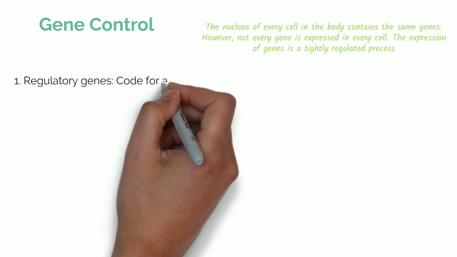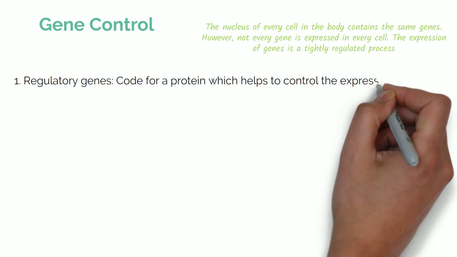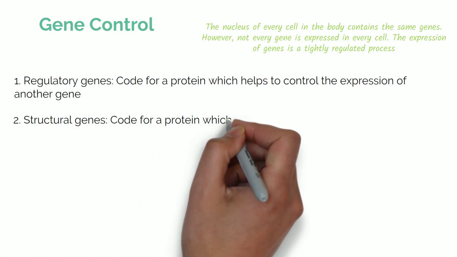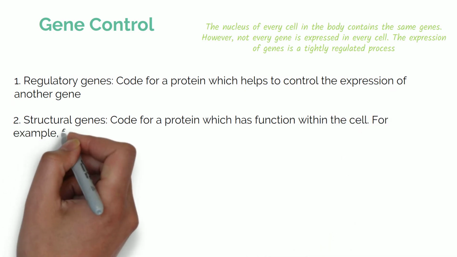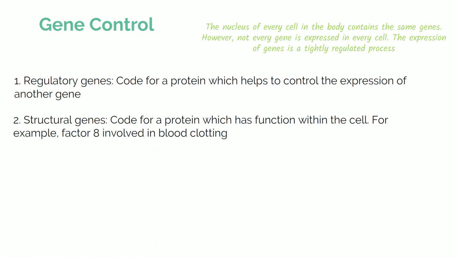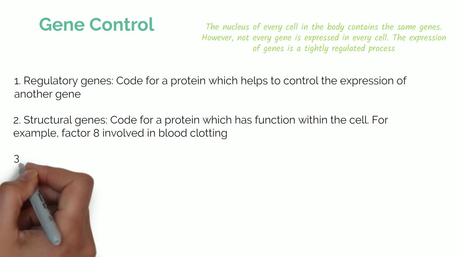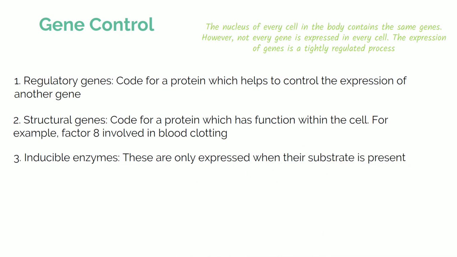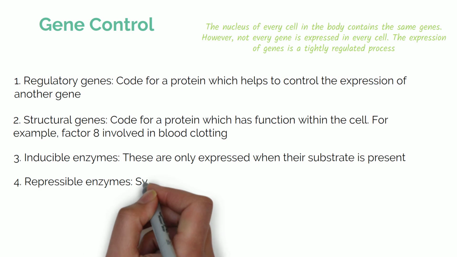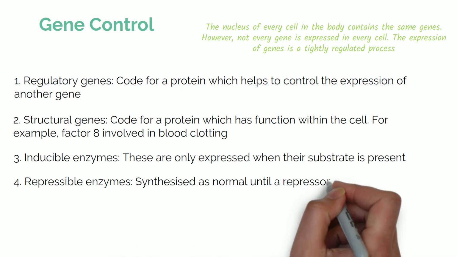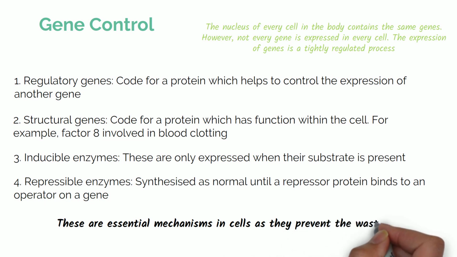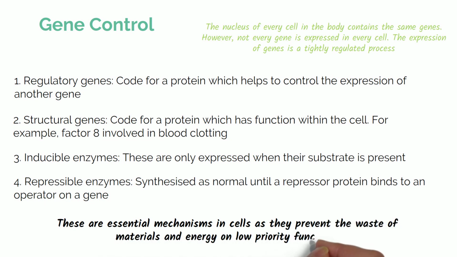Regulatory genes. These code for a protein which help to control the expression of another gene. Structural genes code for a protein which has function within the cell. For example, factor VIII, which is involved in blood clotting. Inducible enzymes. These are only expressed when their substrate is present. Repressible enzymes are synthesized as normal until a repressor protein binds to an operator on a gene. These are essential mechanisms in cells as it prevents the waste of materials and energy on low priority functions.